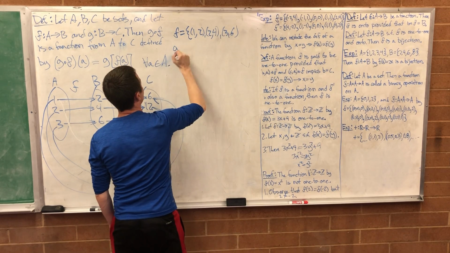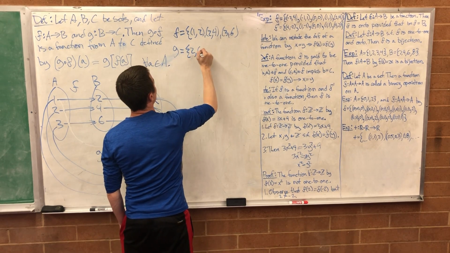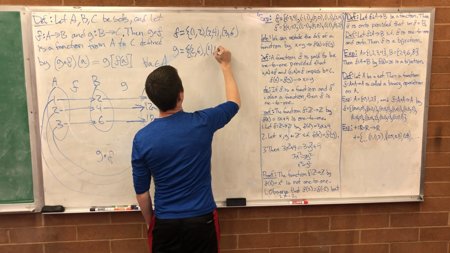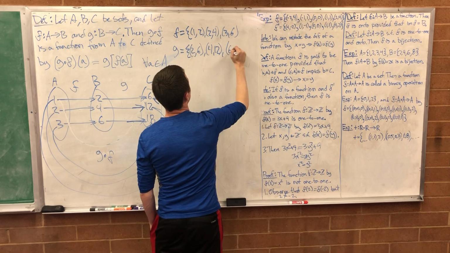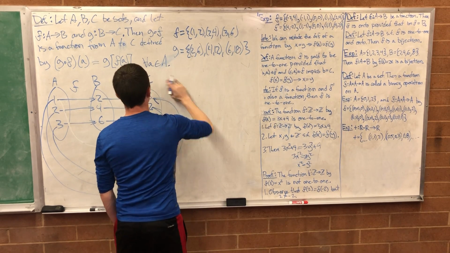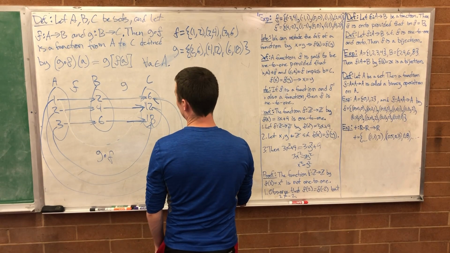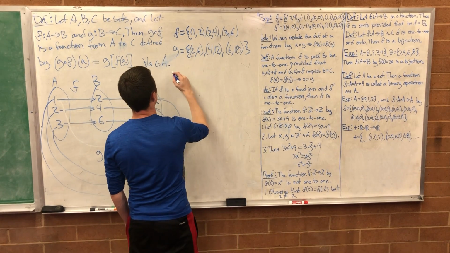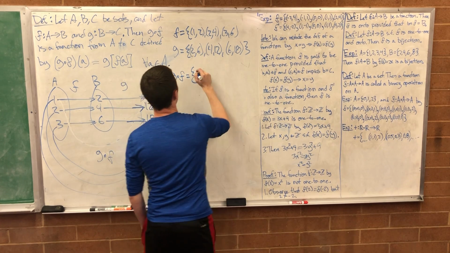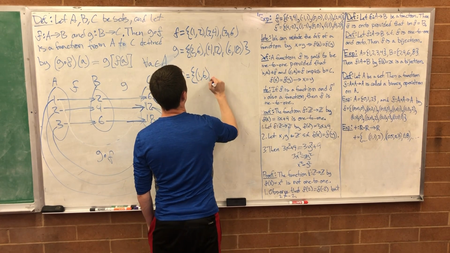What's in G? 2, 6, 4, 12, 6, 18. Then, let's see, G composed with F. What's in that? 1, 6, 2, 12.